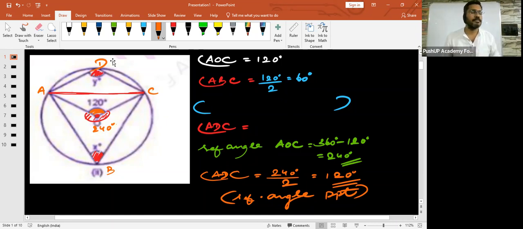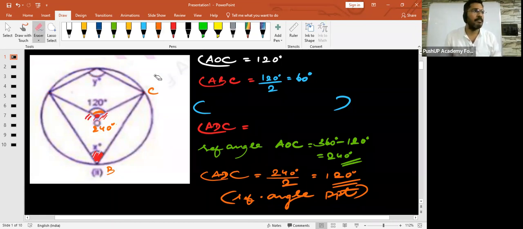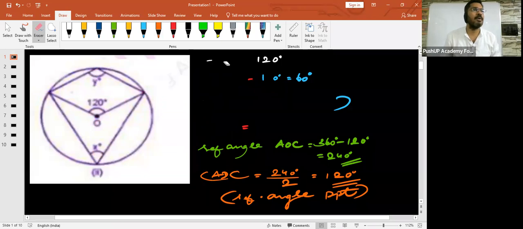Okay, fine. Now, children, I'm going to erase this and I'm going to solve the sum in a different way. So, for that, I'm going to teach you something very new that is known as cyclic quadrilateral property.